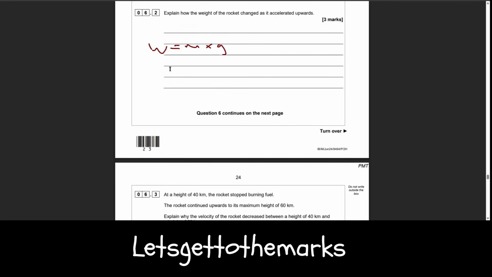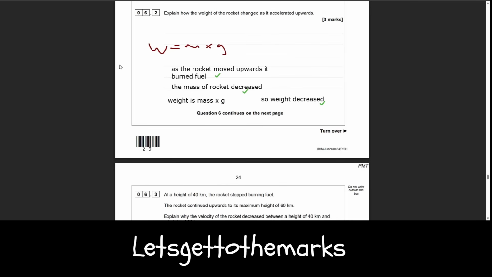Well, the weight of the rocket changed as the rocket moved upwards, it burned fuel. That's one mark. Fuel has mass. So we can say the mass of rocket decreased. Weight is mass times g. So weight decreased. So if you worked out that the weight decreased and you just said weight decreased, you'll get a mark. If you said it's because it's burning fuel and the mass has gone down, you get a mark.